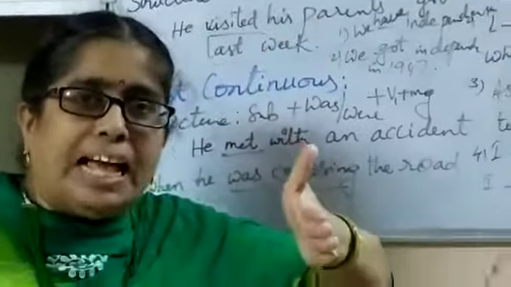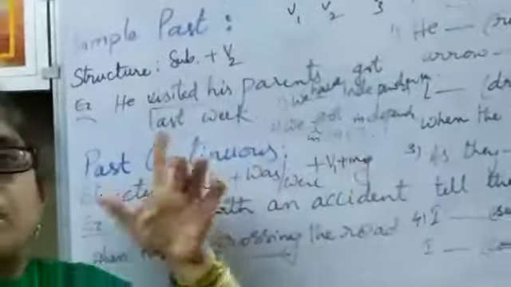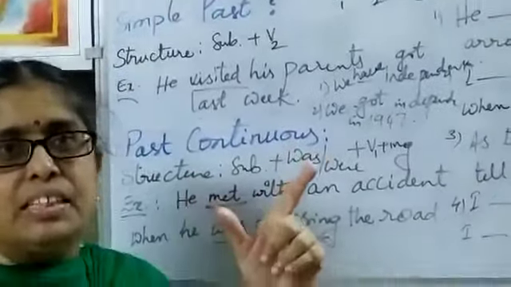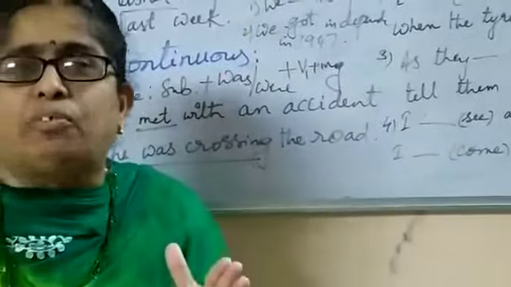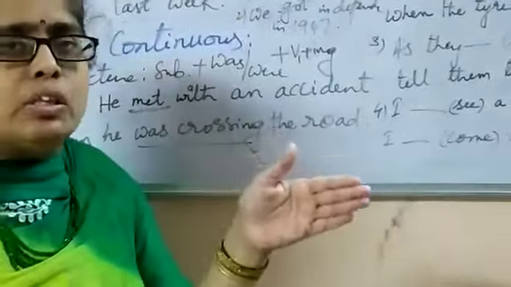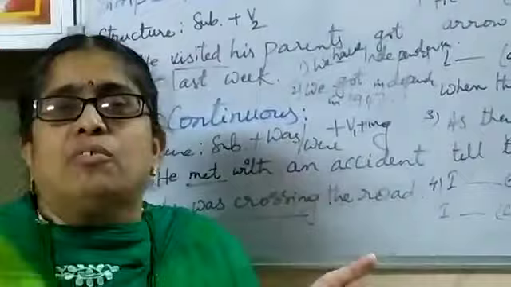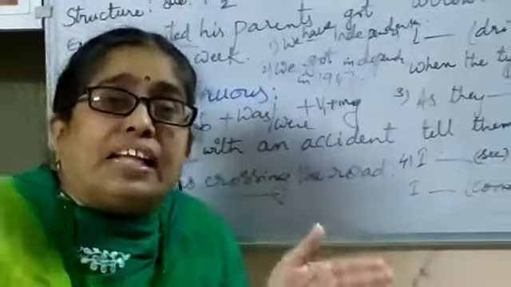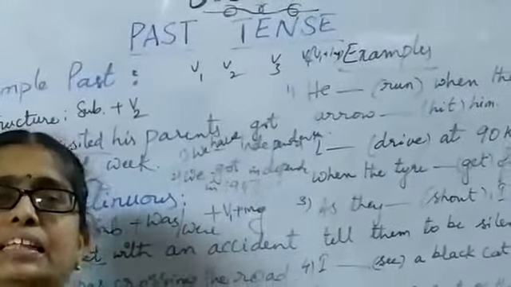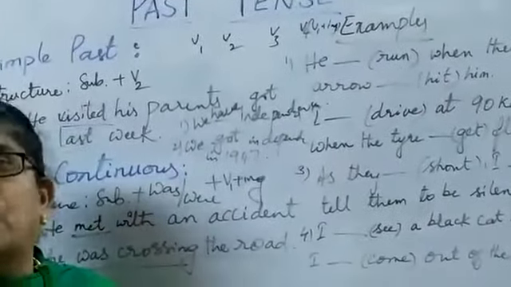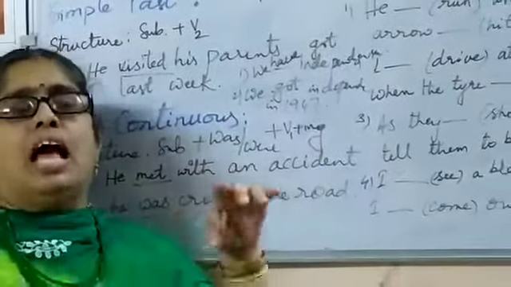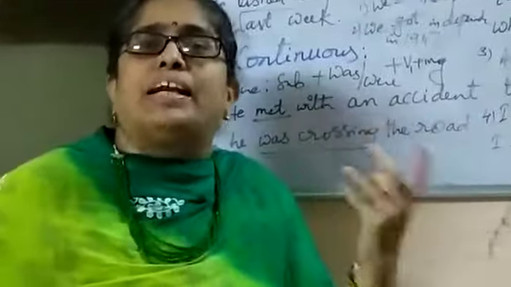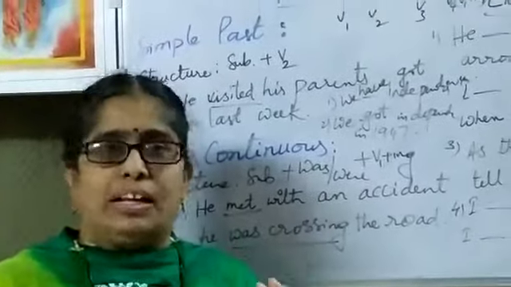For the completed actions only, we use simple past and present perfect both. But there is a difference. We use simple past for the completed actions with a point of time, but we use present perfect tense for the completed actions with reference to the present also, and the completed actions without a point of time. For that we use present perfect tense. Again, about the present perfect tense, in an elaborate class, in another session I will explain to you.